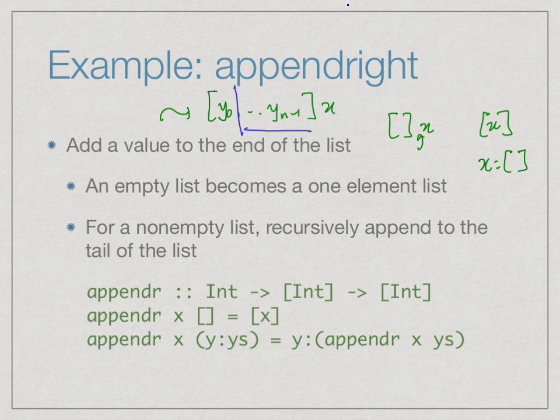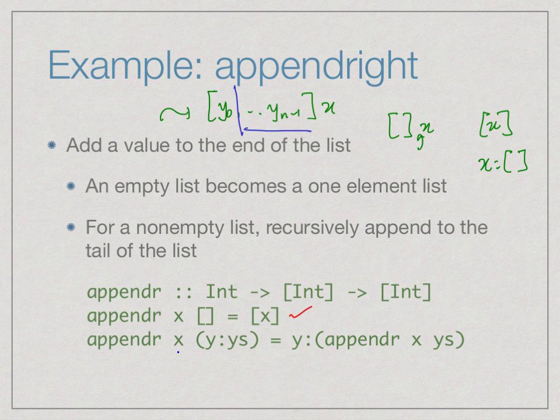So here is the definition of the function. We call it appendr. So appendr takes a value, so the first argument is an integer, takes a list and returns a list. So it is from int to list of int to list of int. So as we saw, the base case is if I want to append right a value x to an empty list, I just get the singleton list containing x. So this is the base case.